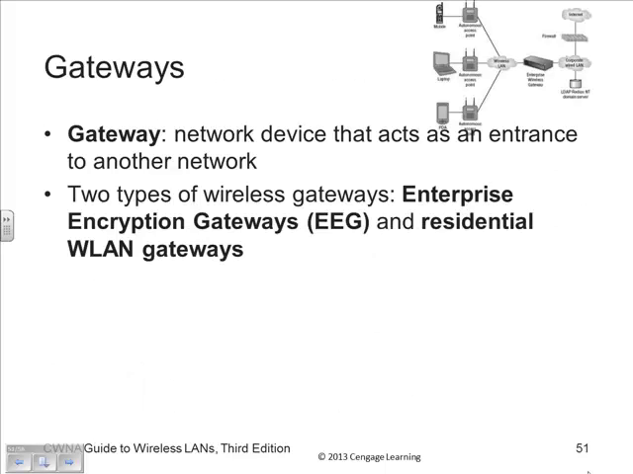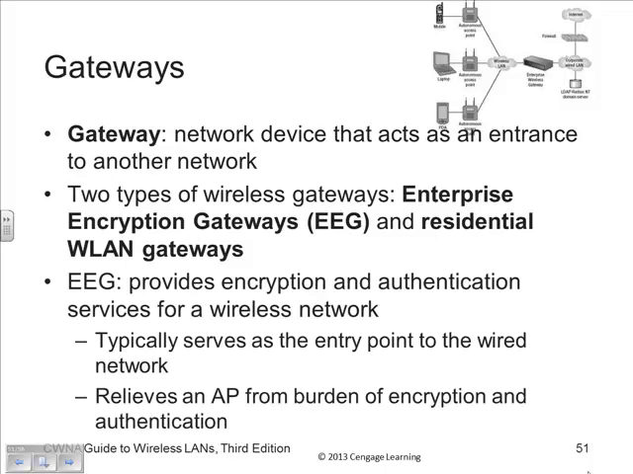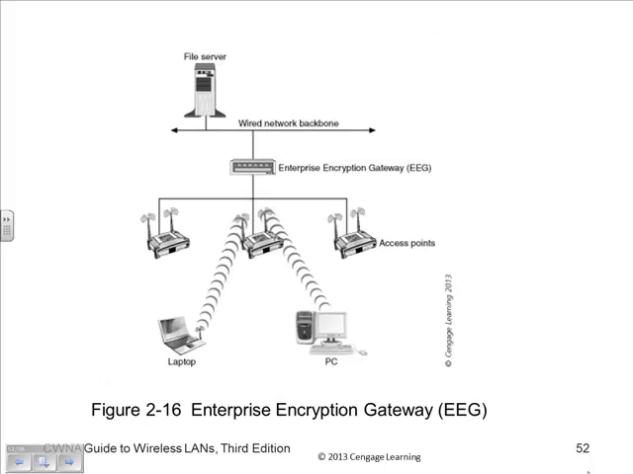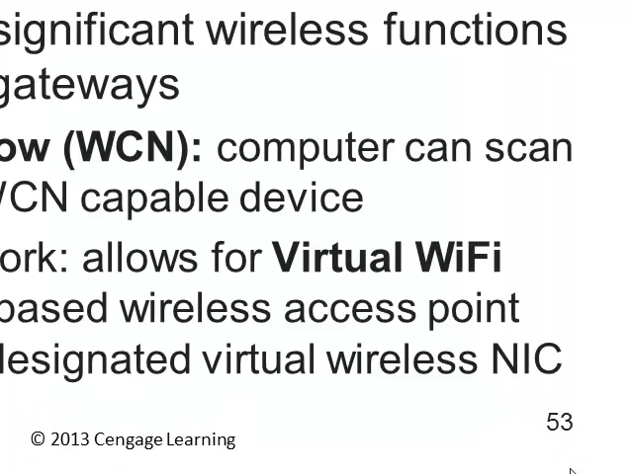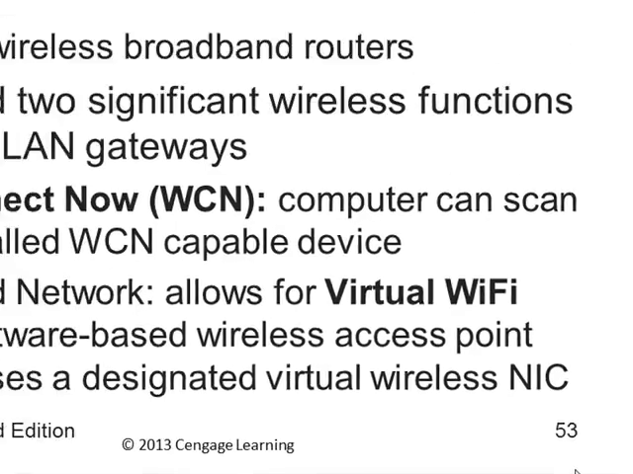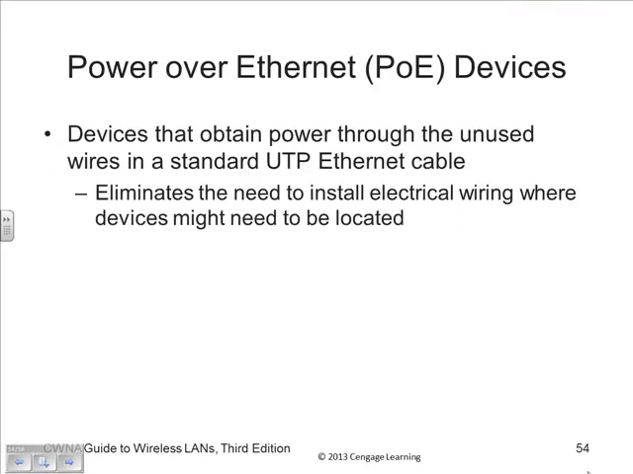Gateways. We decided a gateway is really a what? Just a router. Enterprise, encryption gateways, and residential WLAN gateways are the ones that are there. So we're going to maybe use those things in order to do that. And I think probably everybody's done those, haven't we? Windows Connect Now. Soft AP, and I think in this chapter there's a couple of soft access point labs for you to do. He's supposed to be adding you guys to the group.